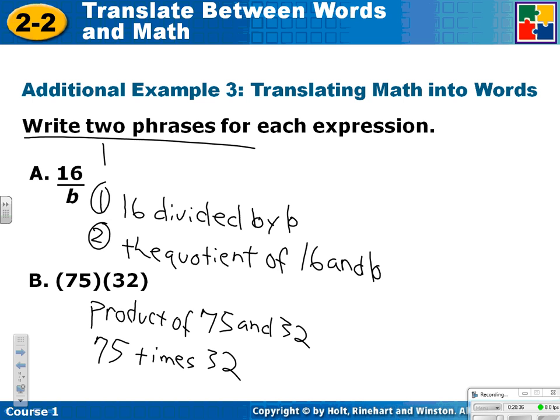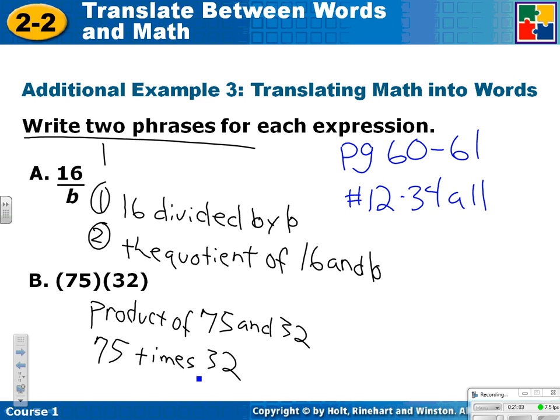Homework assignment. Out of your book, you will be doing page 60 to 61, numbers 12 to 34, all. And then I also want you to do number 36.